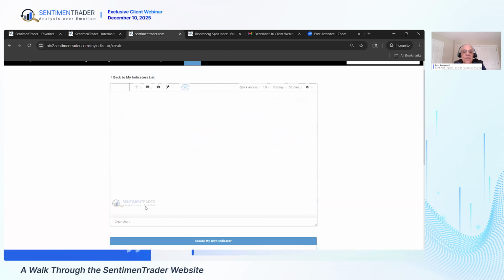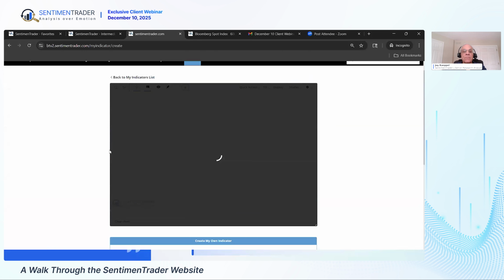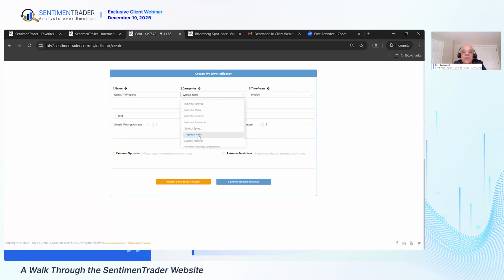So if I click on this one, before I even show you the chart, let me just show you what it's doing. I give it a name, gold SPY weekly. I call it a symbol ratio. There are different choices here, but symbol ratio weekly. You can do daily, weekly, monthly. And all I'm saying is compare gold to SPY. And anytime I want, it's going to bring up this chart.